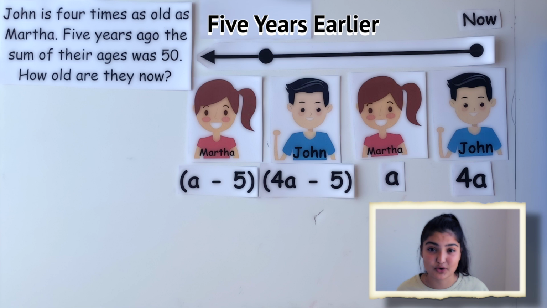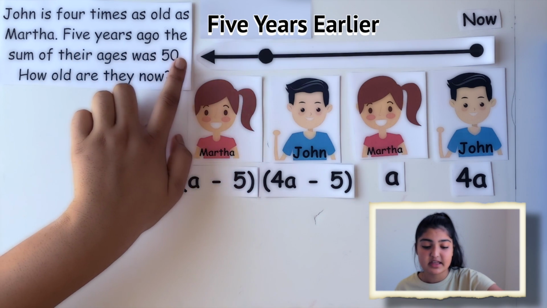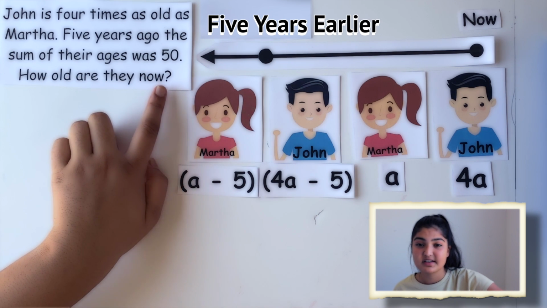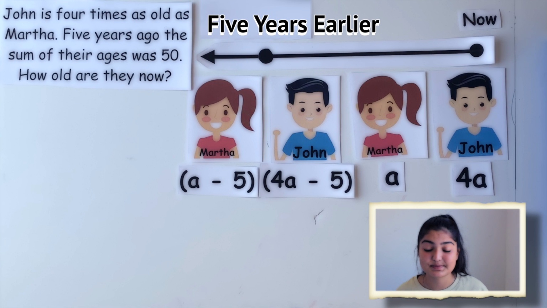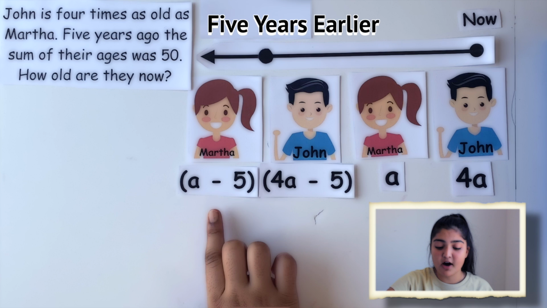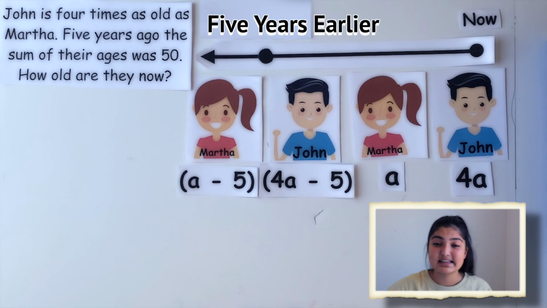Now let's look back at the question. 5 years ago, the sum of their ages was 50. So the problem tells us that 5 years earlier, the sum of Martha's age and John's age is equal to 50. And since we want to find how old Martha and John are now, we need to find the value of A.